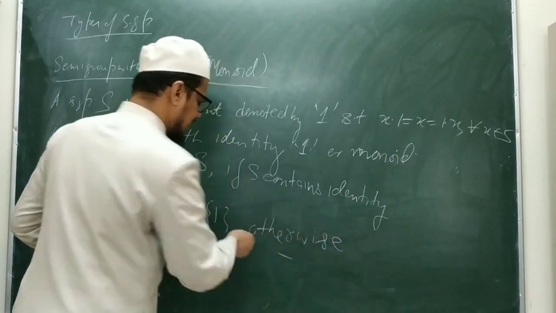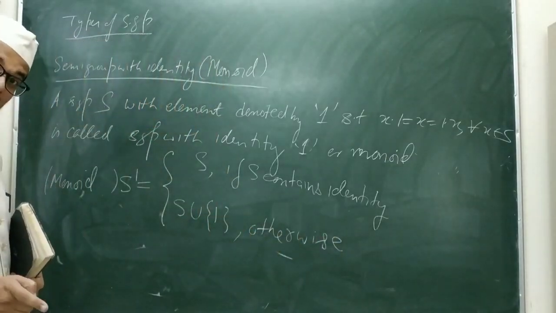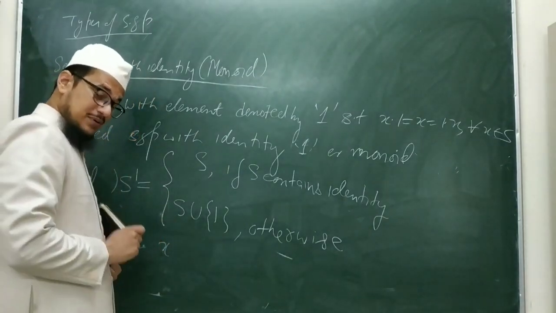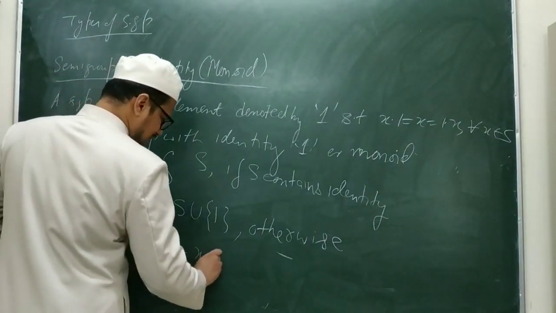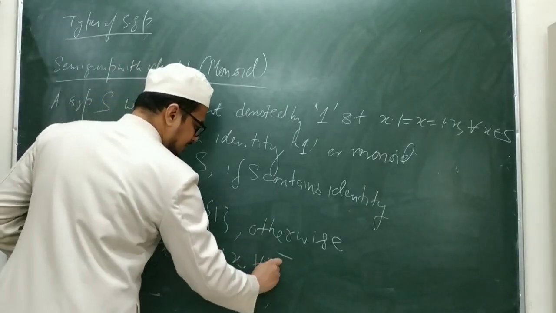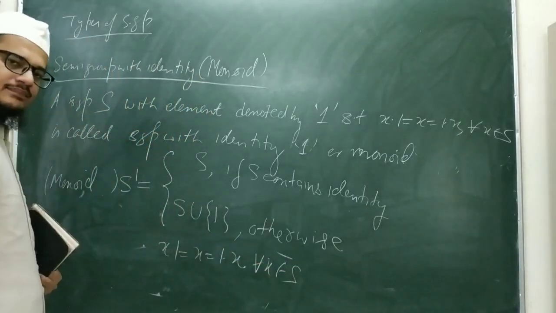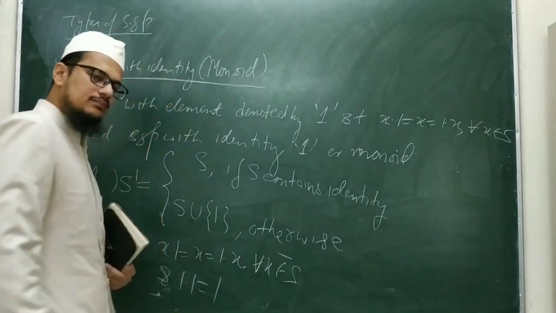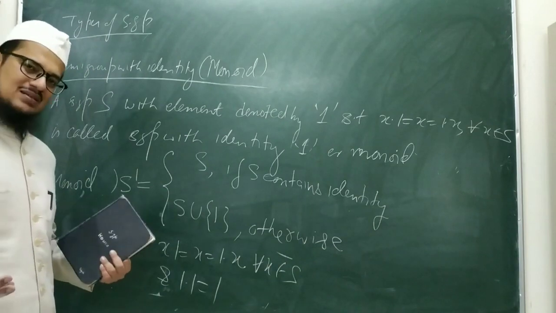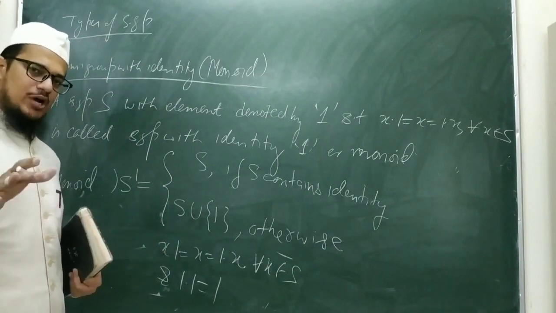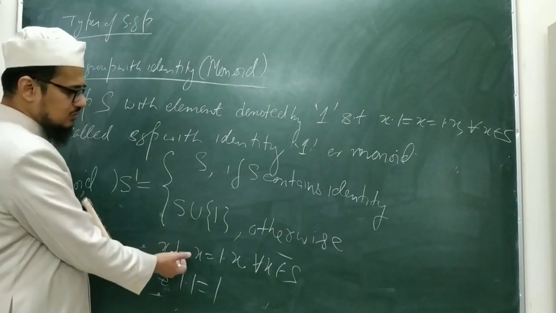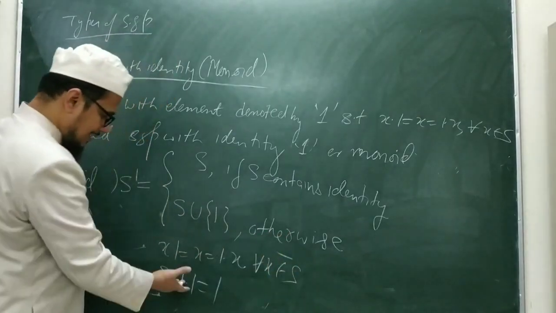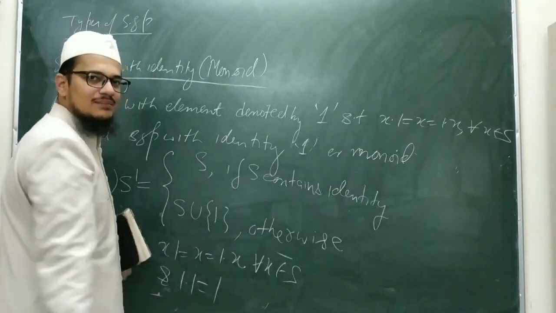Otherwise we can adjoin. But if we adjoin it, we have to define operations like this: x into 1 is equal to x is equal to 1 into x for every x belongs to S, and 1 into 1 is equal to 1. So if semigroup S does not contain this identity, we can adjoin, but we have to define the operation like this: x into 1 should be equal to x equal to 1 into x for every x belongs to S. S is a semigroup here, and 1 into 1 we have to define is equal to 1.